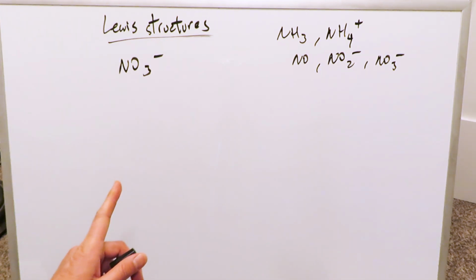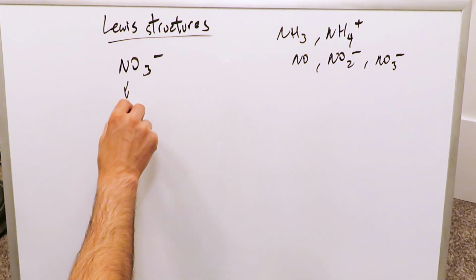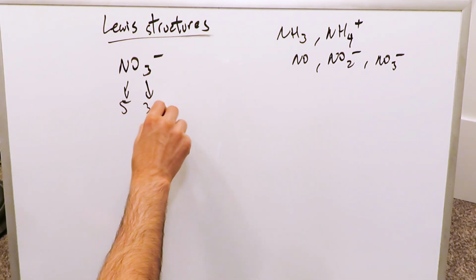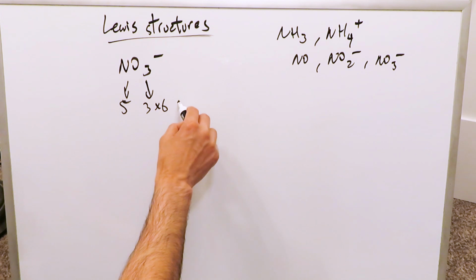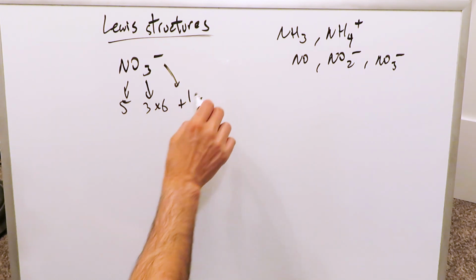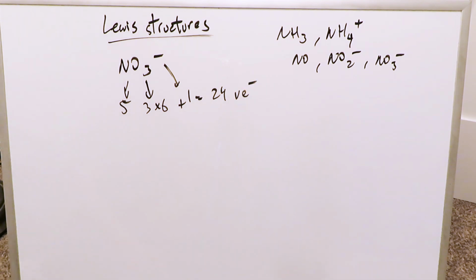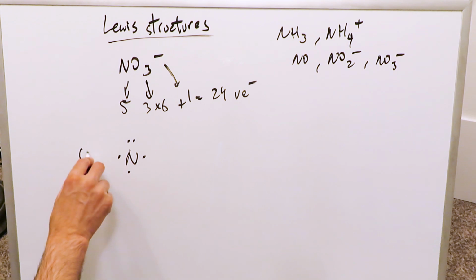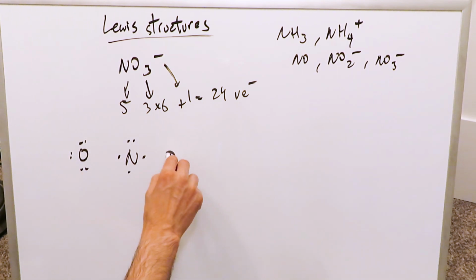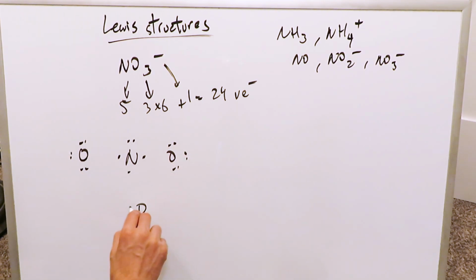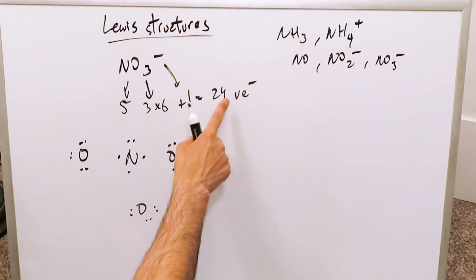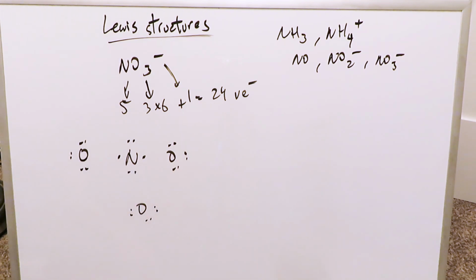And the last one, nitrate, do your count. You'll have 5 from here. You'll have 3 times 6 valence electrons from oxygen plus 1. What is this? 18 plus 5 plus 1, it's 24 valence electrons. That's what you should have. Nitrogen will be 5, each of the oxygens will be 6, as you can see. But we're supposed to have 1 extra. I'm going to bring it right over here, because now I'll have 24.